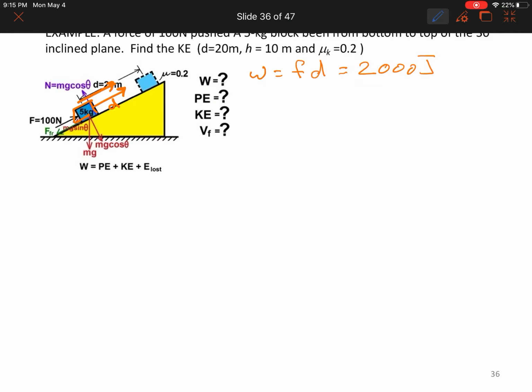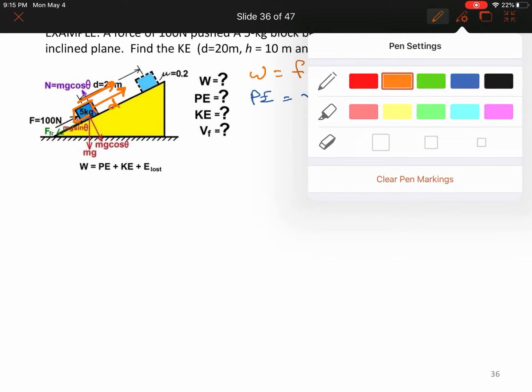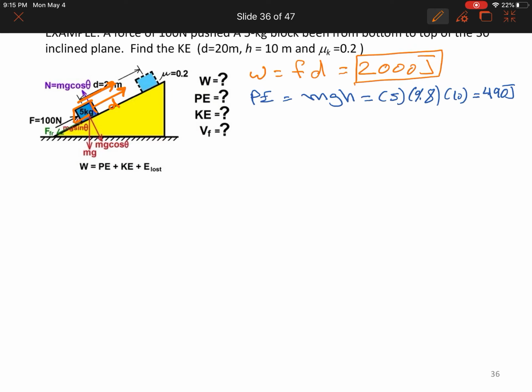It's possible now to find potential energy, which is mgh, and for mgh you should have 5 times 9.8 times 10, and this should equal 490 joules. All right, we managed to find work, and we managed to find potential energy of the system. Remember, it always has to do with height, potential energy.